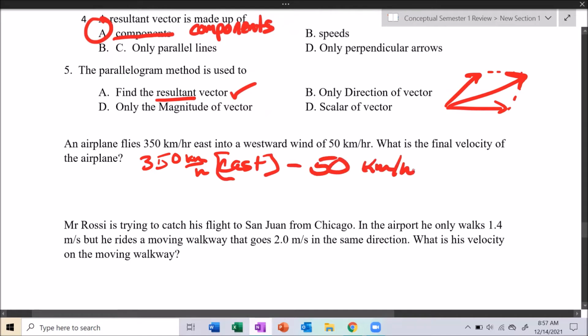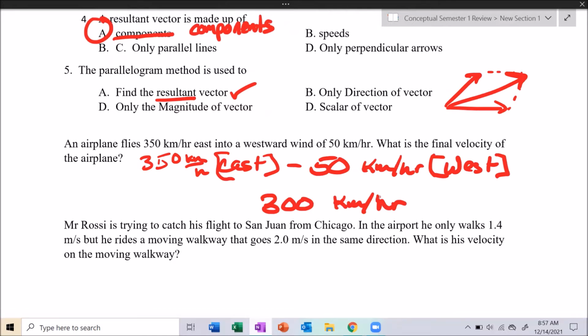Now, if you're ever at the airport and you get on those people movers, it looks like the Jetsons, that thing that you stand on, and it adds velocity to you. It gives you more speed in the same direction. So maybe my walking speed is 1.4 meters per second, but if I get on the moving walkway and that adds 2 meters per second, I can combine those together to get 3.4 meters per second.